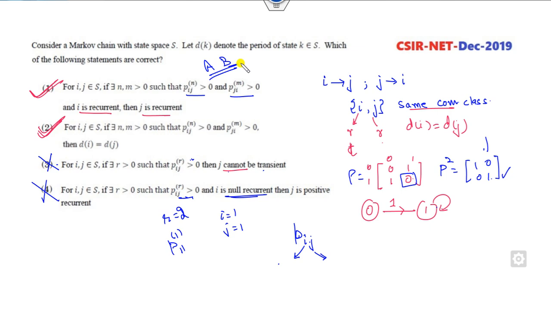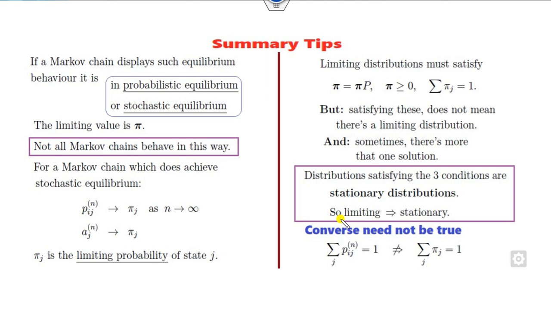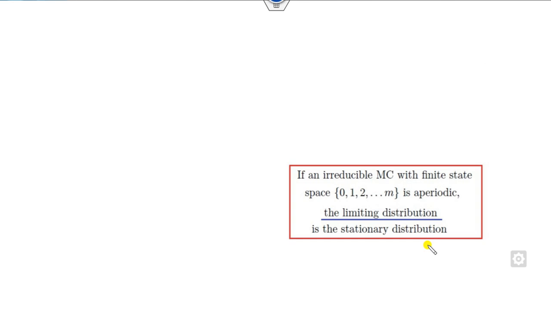Now I can summarize the options. What is the summary tip? Remember that the stationary probability is implied by the limiting probability, but the converse is not true. If you consider the limiting probability as n approaches infinity, it doesn't mean that the stationary pi is the same. When will it be the same? When the chain is irreducible, finite, and aperiodic, then you have a unique stationary distribution, and that stationary distribution is the limiting one; both are the same.